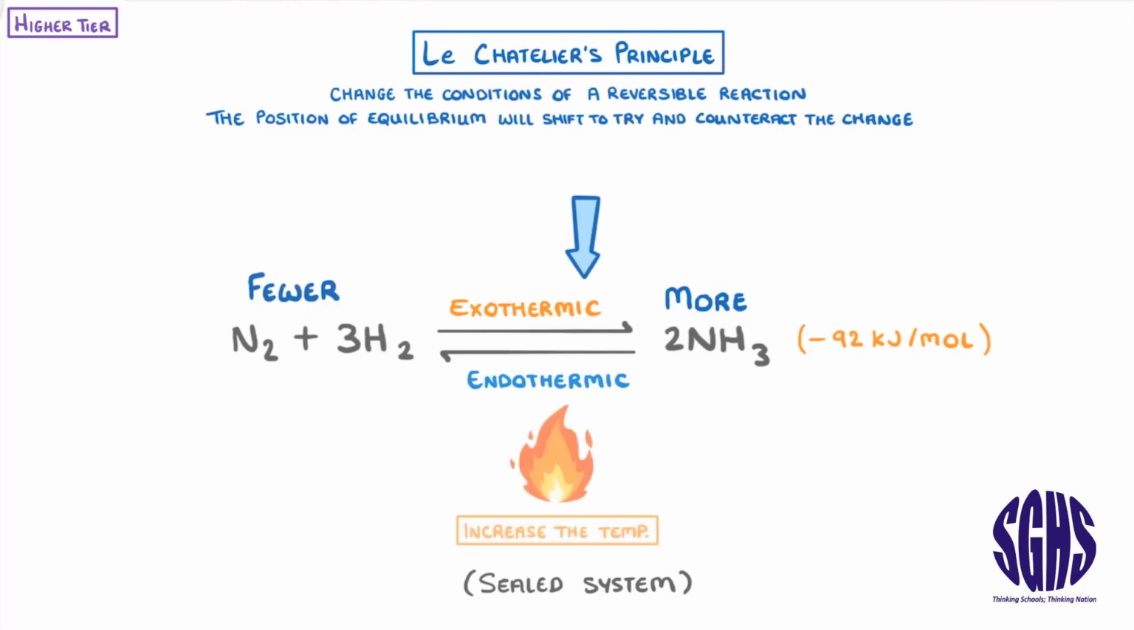On the other hand, if we increase the temperature of our system, then to oppose this change and decrease the temperature, the equilibrium will move in the endothermic direction, so to the left, which means we'd have more nitrogen and hydrogen, but fewer particles of ammonia.